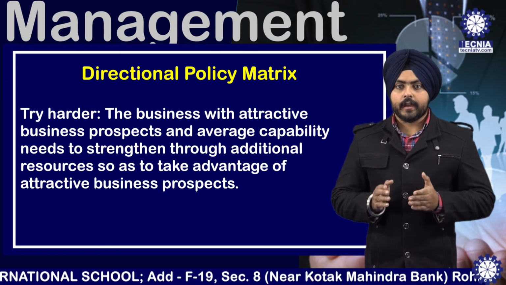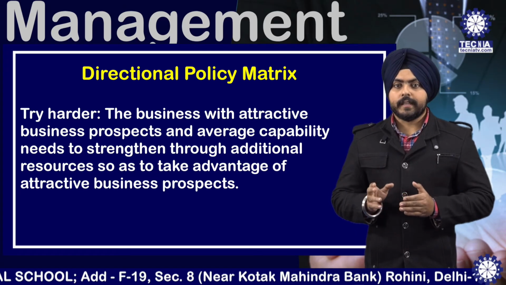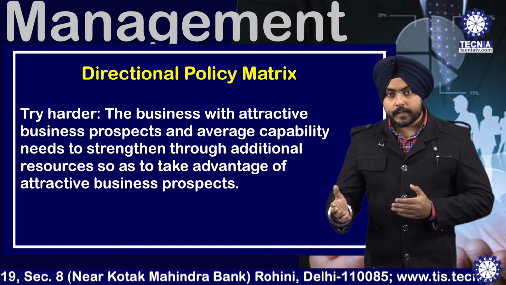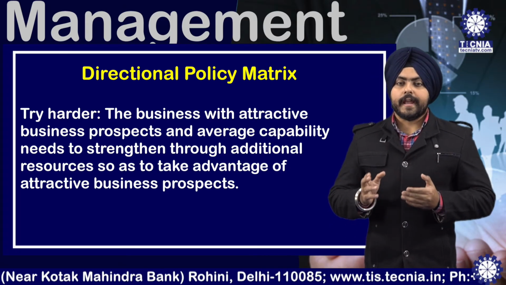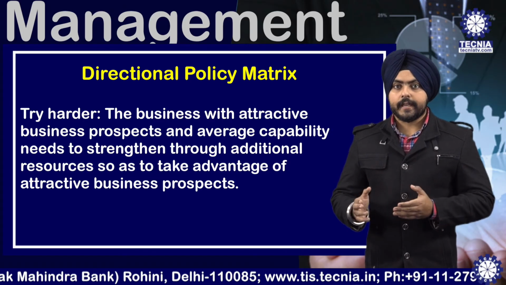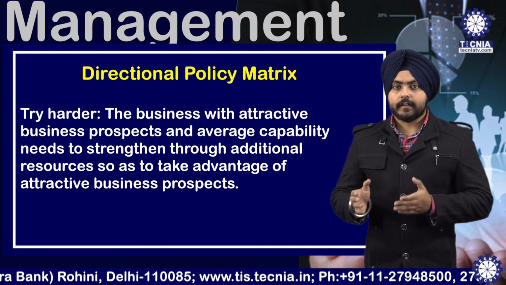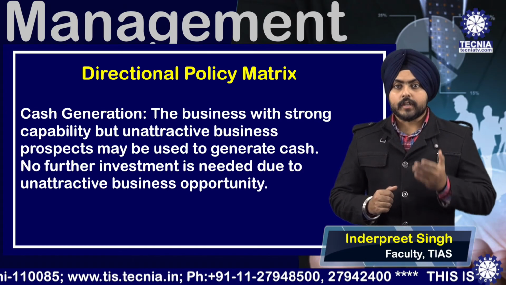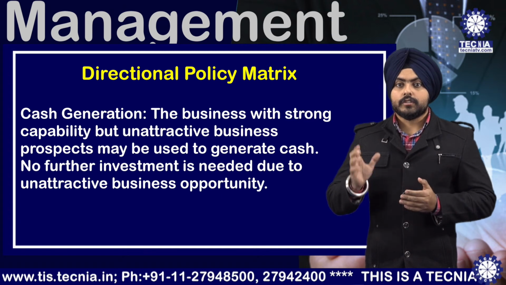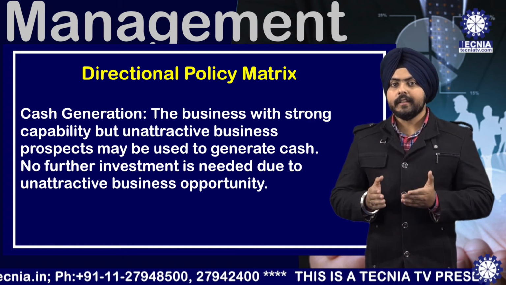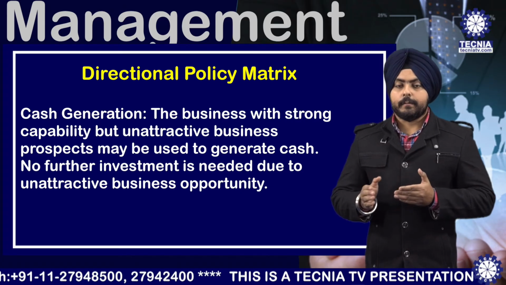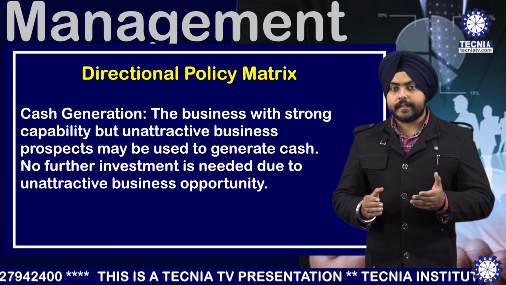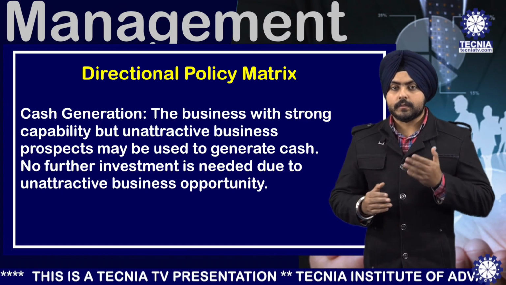Fifth is try harder. The business with attractive business prospects and average capability needs to be strengthened through additional resources so as to take advantage of attractive business prospects. Sixth is cash generation. The business with strong capability but unattractive business prospects may be used to generate cash. No further investment is needed due to unattractive business prospects.